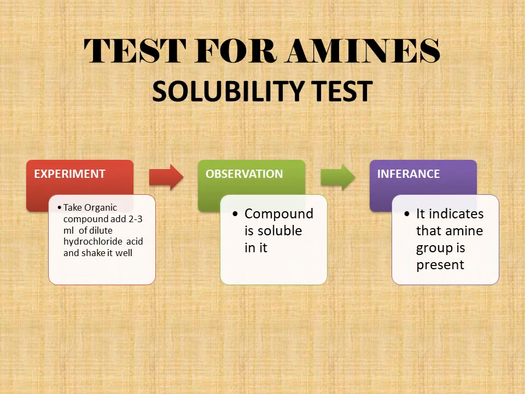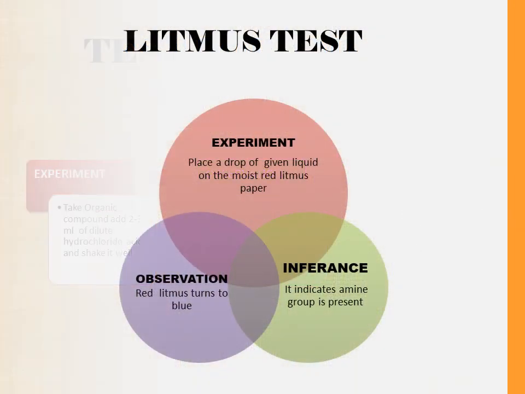Test for amines. The first test for amines is the solubility test. Take a small amount of the given compound in a clean test tube and add 2 to 3 ml of dilute hydrochloric acid. Shake and note the solubility. If the compound is soluble, it may be an amine.